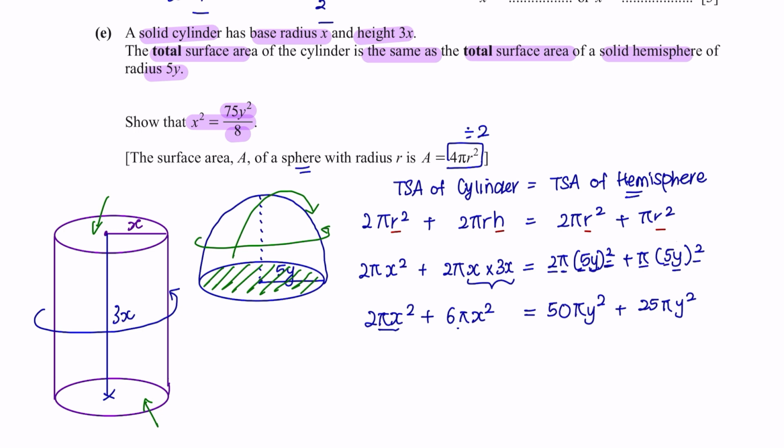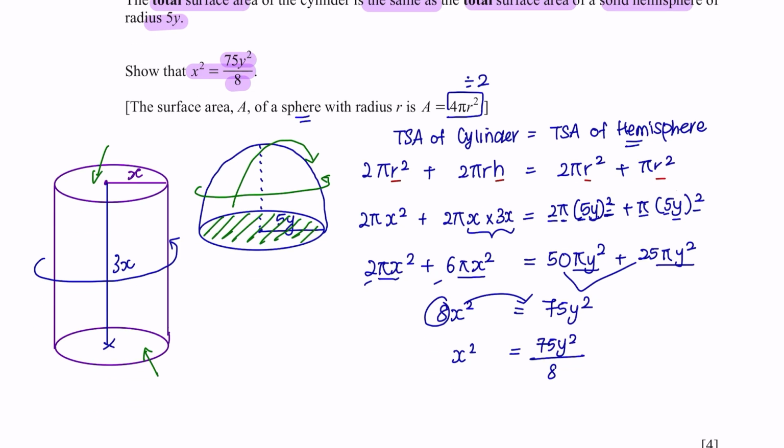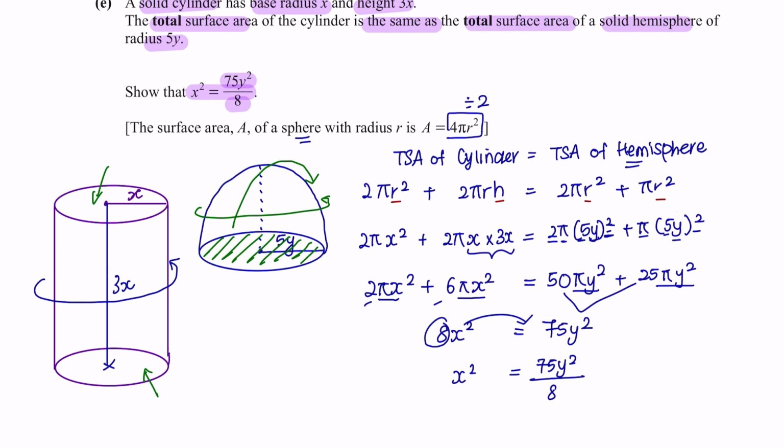Pi x squared and pi x squared is the same term, so we can just add this together, leaving us with 8 pi x squared. Pi y squared is the same term, so we can just add this up, giving us 75 pi y squared. There's pi on both sides and we can cancel it. And now x squared is equal to, bringing 8 to the other side, giving us 75y squared divided by 8, which is the same as this.